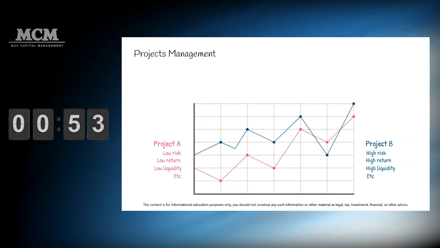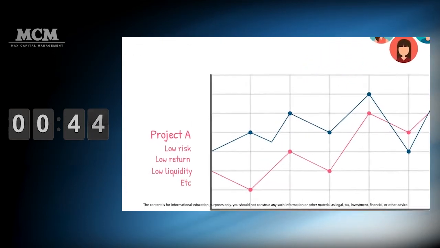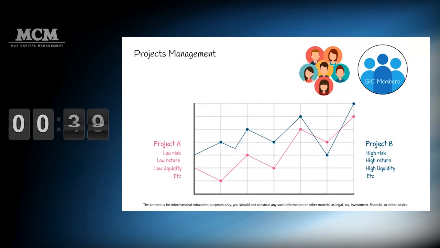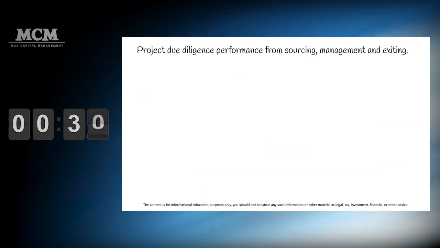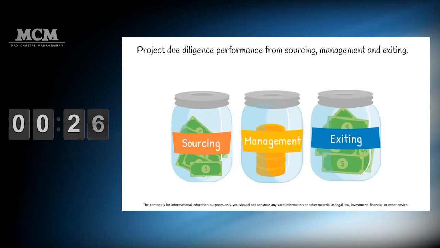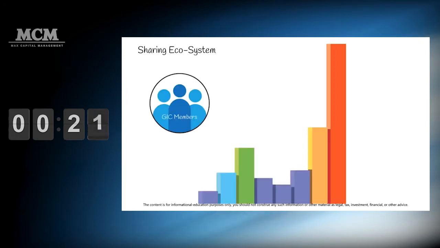Since 2012, Max Capital Management has always been providing project management consultancy to GIC members in the community with clarity. Members can easily do their projects from a transparent perspective, which is reassuring. This includes investment vehicles, legal structures, tax and other aspects related to risk. It also caters to wide-ranging project due diligence, from sourcing to management, existing sharing ecosystem, to help GIC members with their investing journey as they learn.